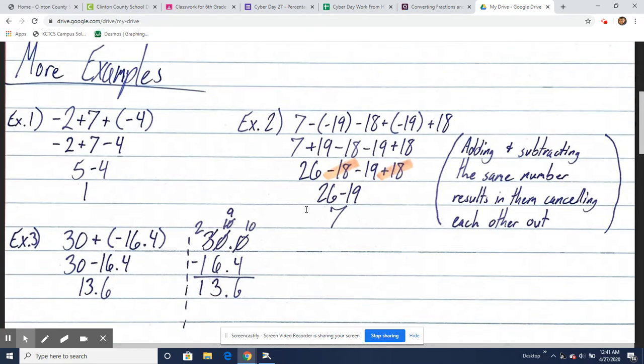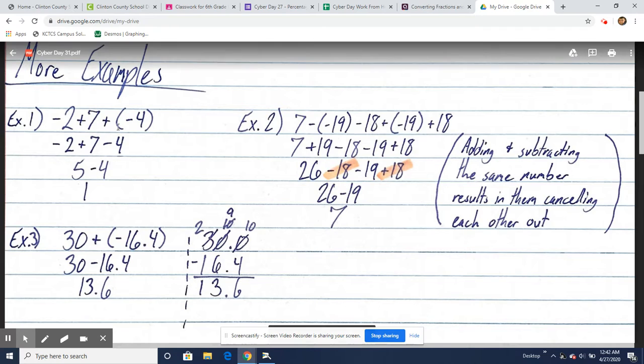Example 1, we have negative 2 plus 7 plus negative 4. First thing we want to do is change that right there so we're no longer confused by what it's asking. So adding a negative, we change that to a subtraction symbol. Now negative 2 plus 7 minus 4. Basically go from left to right, do the left 2 first. Negative 2 plus 7, we end up with 5. Bring our minus 4 down. 5 minus 4 is 1.